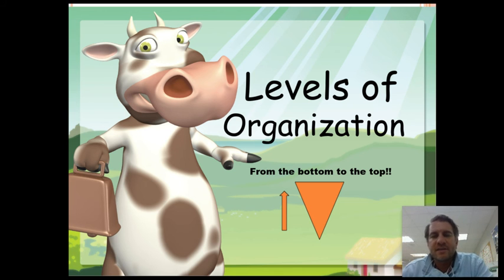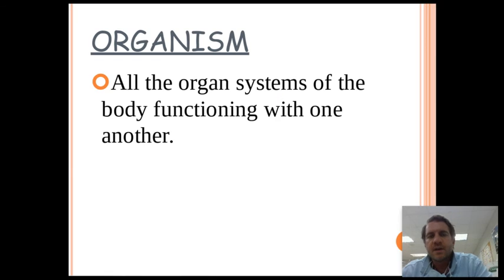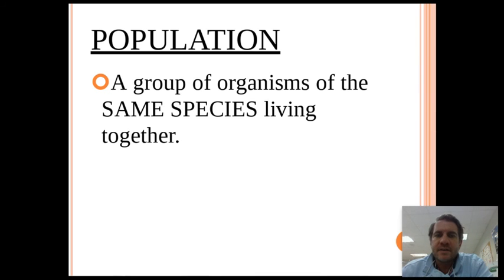Next thing we're looking at is the levels of organization in environmental science, okay? We're not going to start with the cell. We're going to start with the individual organism. That's all the organ systems of a body functioning to make one, like a grasshopper or a deer or a human, right?